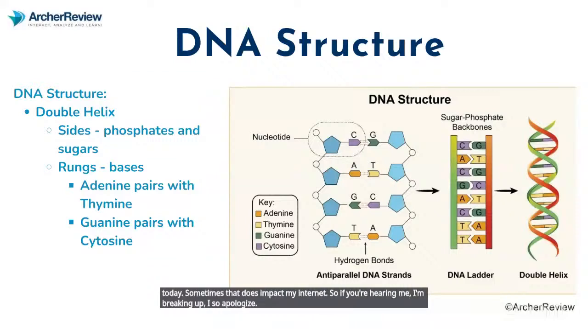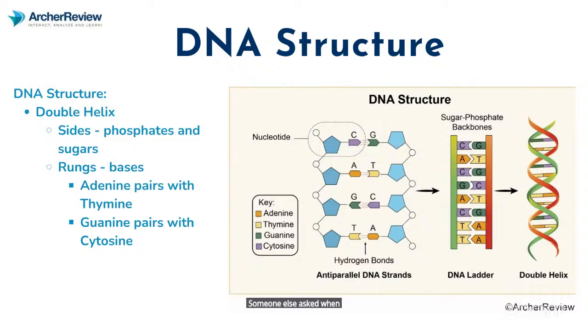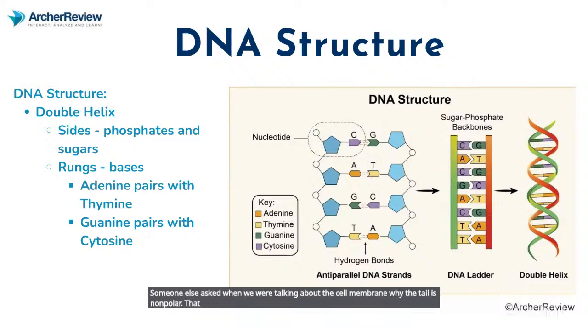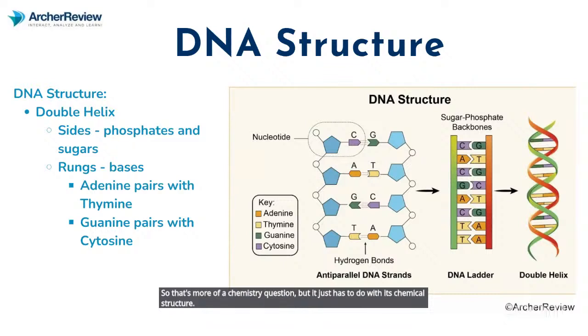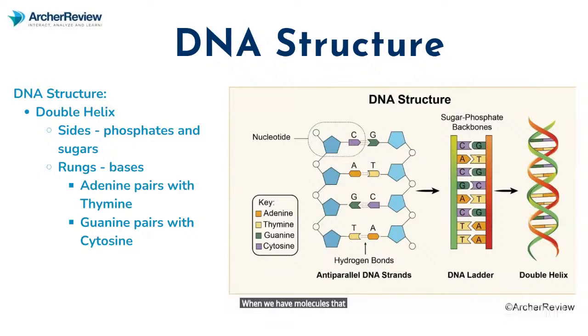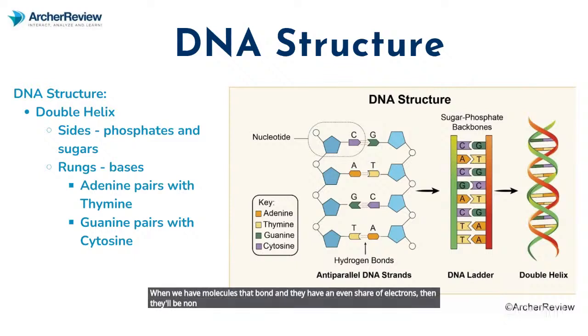Someone else asked when we were talking about the cell membrane why the tail is nonpolar. That has to do with its chemical structure. So that's more of a chemistry question. When we have molecules that bond and they have an even share of electrons, then they'll be nonpolar. If they have an uneven share of electrons, it'll be polar. And that's really the best answer there.